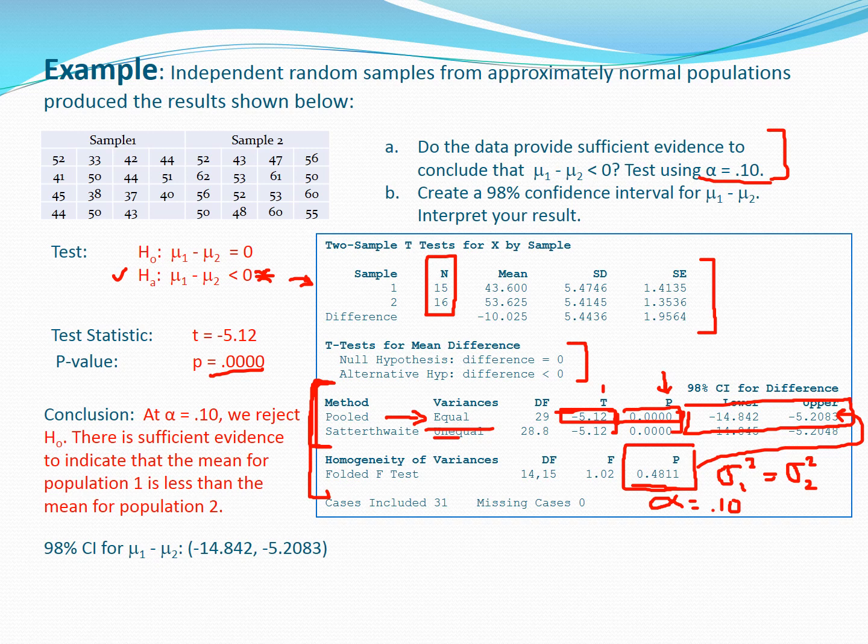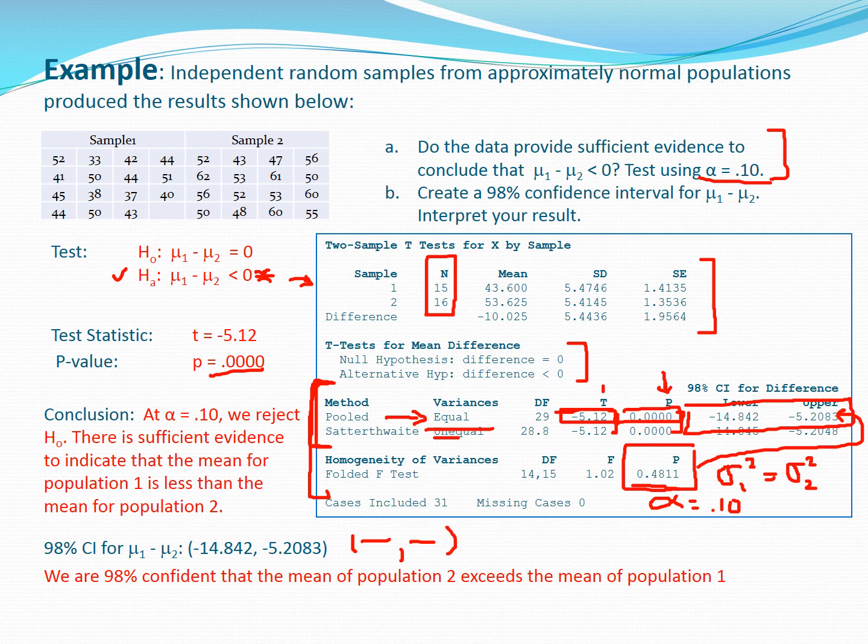Interpret the confidence interval endpoints. Now when you look at the confidence interval, again, we're going to go to the equal row. I see this. I see a negative lower endpoint and negative upper endpoint. What's that mean? Again, I can say it either way. We're 98% confident the mean of population 2 exceeds the mean of population 1, or I can say it the other way. The mean of population 1 is less than the mean of population 2. I wanted to show you both ways, so I said it one way here. I said it an opposite way there.